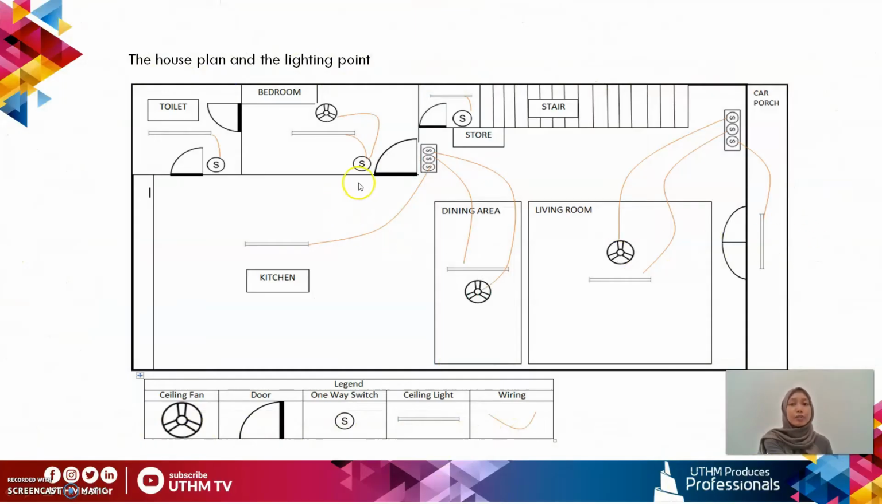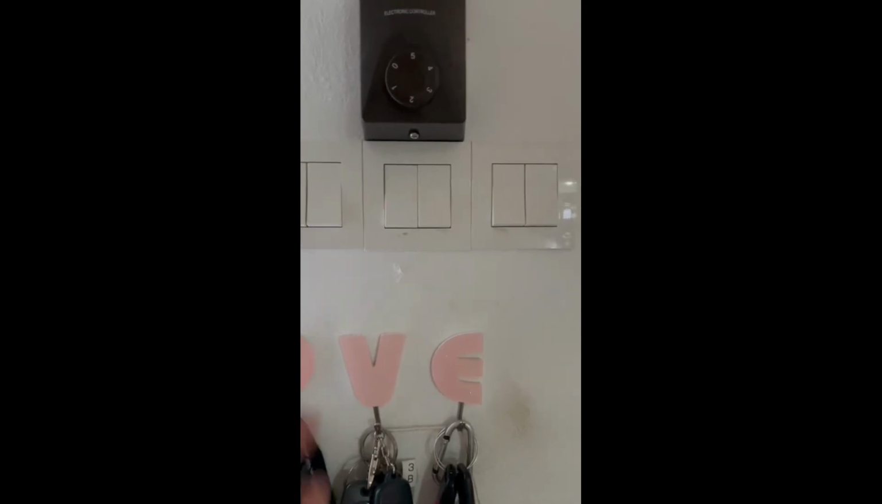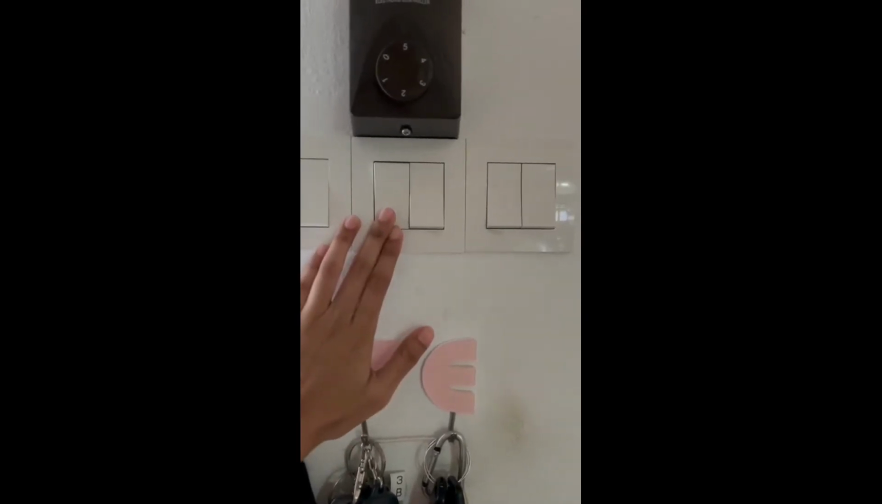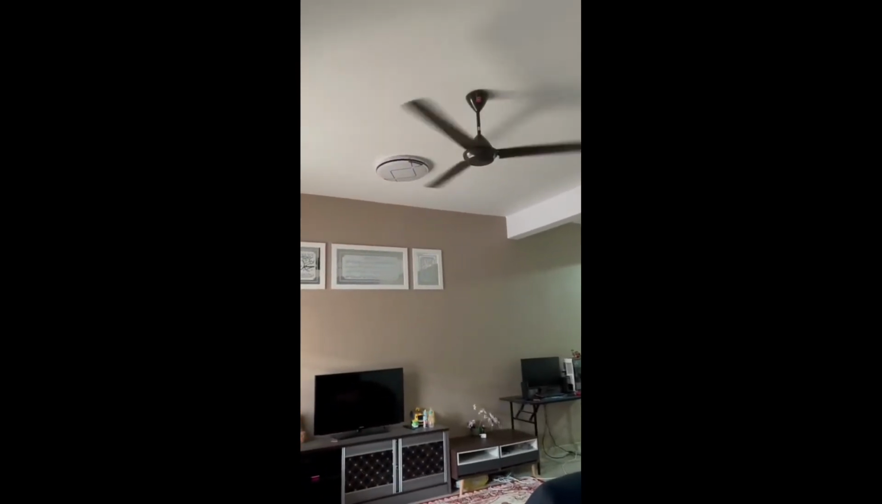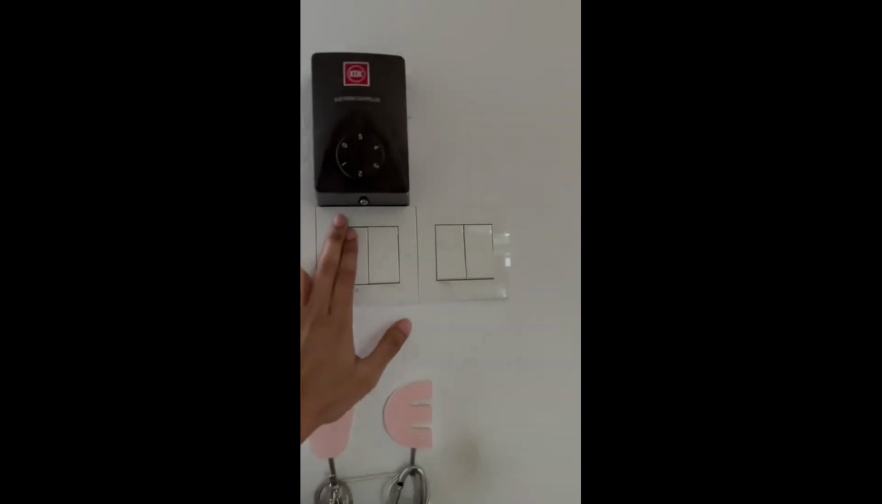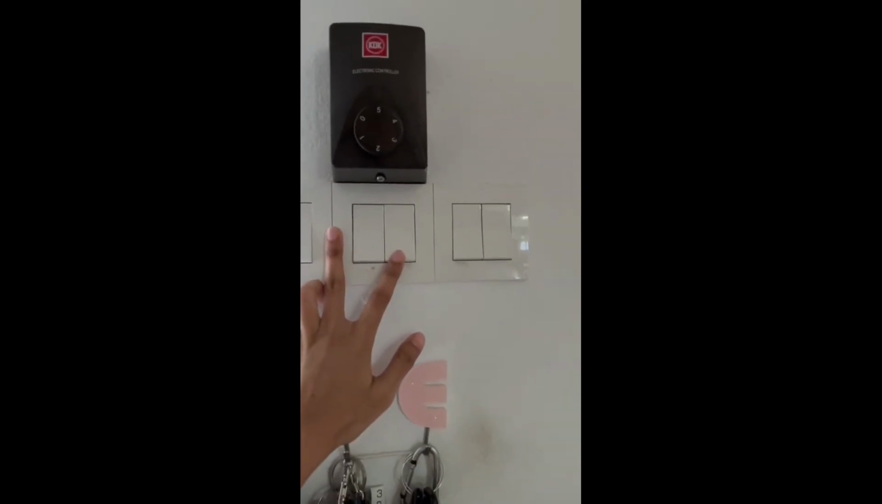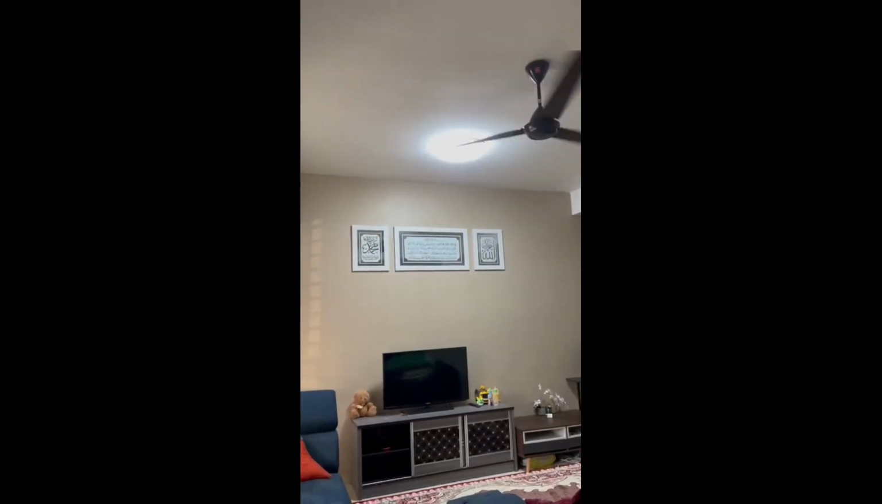So this is my house plan and lighting point, same as the previous Lab 1, and there are 7 lights, and for this house there is no two-way switch. This is a one-way switch in my house. When I turn on this switch, the fan will turn on. When I turn on this switch, the lamp will turn on.